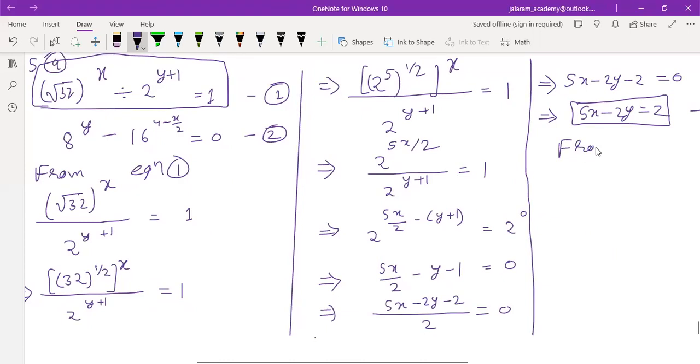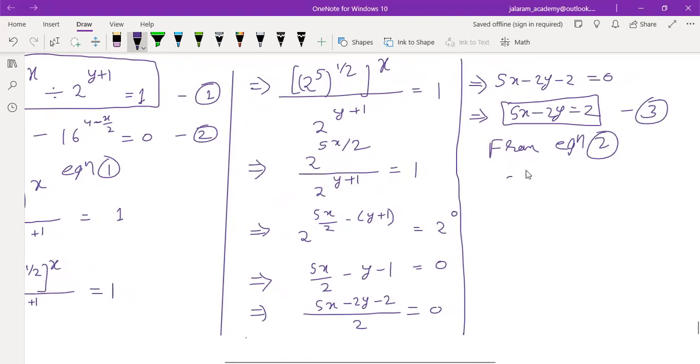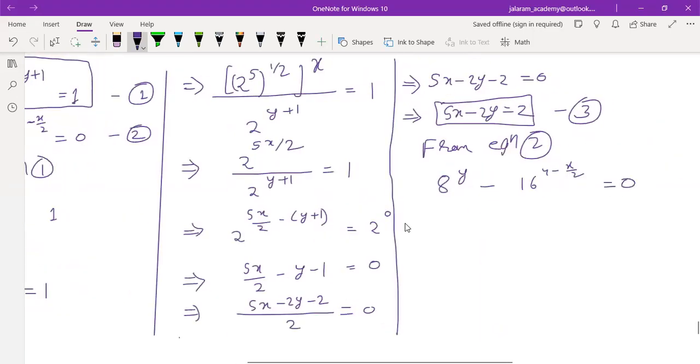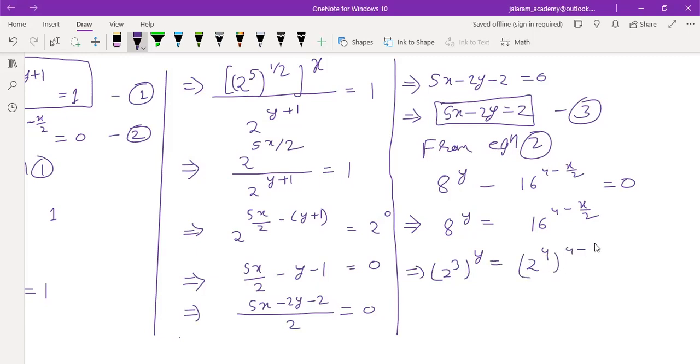Next is from equation number 2. So it is 8 to the power y minus 16 to the power 4 minus x by 2 equals to 0. So transfer this 16 to the power 4 minus x by 2 to the right hand side. Write this 8 as 2 cube whole to the power y, 16 as 2 to the power 4 whole to the power 4 minus x by 2. It implies 2 to the power 3y equals to 2 to the power 4 into 4 minus x by 2.